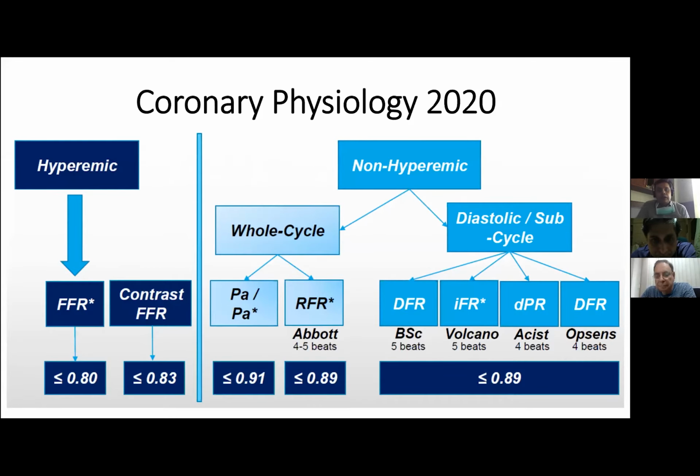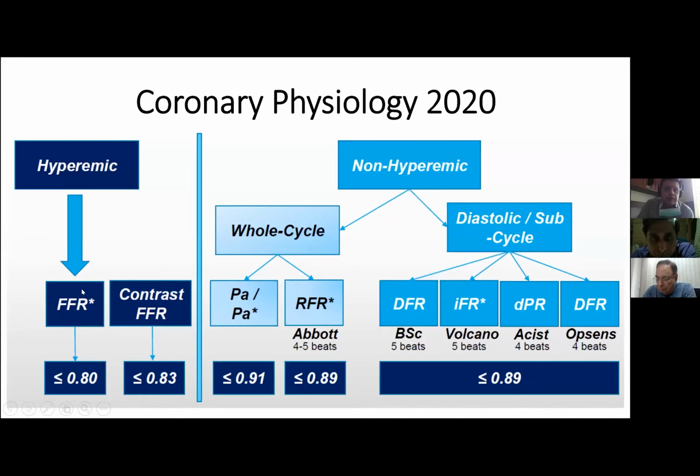If you look at coronary physiology these days, it's like an a la carte menu in a restaurant. We are presented with a bunch of opportunities. You have the option of choosing between a hyperemic index or a non-hyperemic index of measurement of the hemodynamic severity of the coronary stenosis. Depending on your training, your affiliation, your liking, your experience, or the affiliation of your hospital, you may choose between either. Of course, in non-hyperemic indices, you can have a whole cycle measurement, or a diastolic or a sub-cycle measurement.